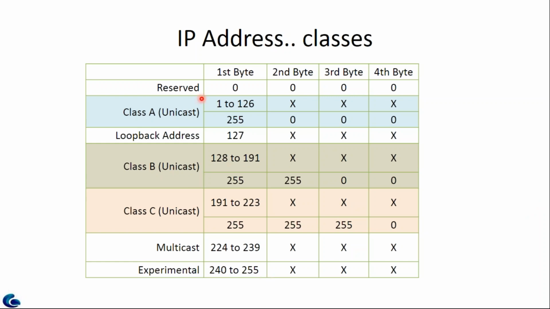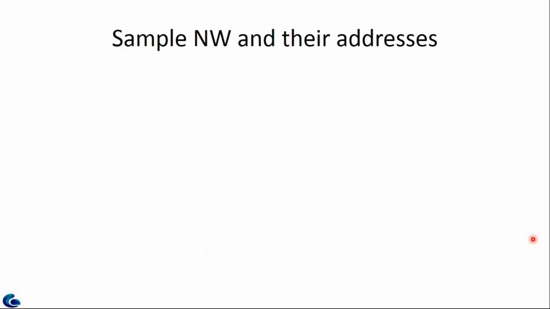All in all, we are looking at three ranges, class A, class B and class C. They are all unicast addresses, and each of them has a different subnet mask length, okay? Class A is minimum 8, class B is minimum 16, class C is minimum 24. So that's how the classification has been done.